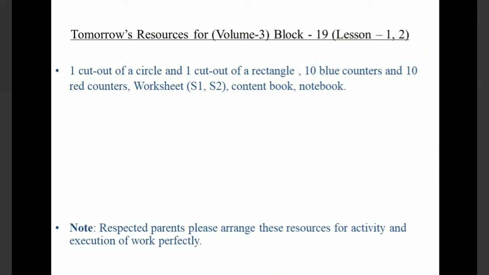And these are your tomorrow's resources for volume number 3, block number 19 and lesson number 1 and 2. One cutout of a circle and one cutout of a rectangle, 10 blue counters and 10 red counters, worksheets S1 and S2, content book and notebook. Okay, so arrange the resources.